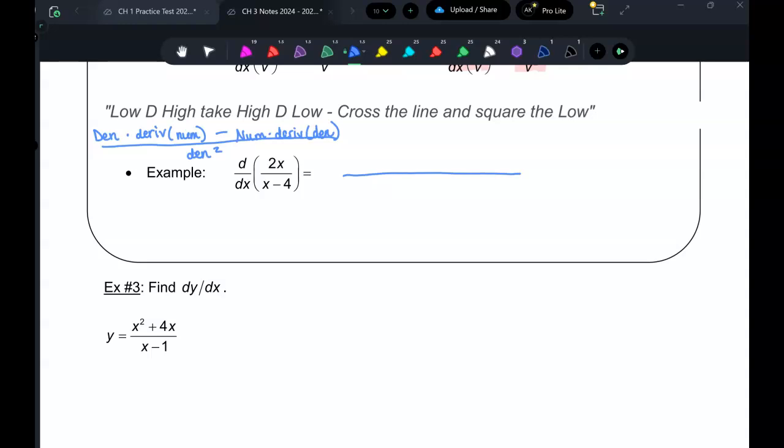Just make sure you remember what to start with. Some students will forget to start with low. I'm like, no, you have to start with low, D high, take high D low, cross the line and square the low. Okay, low means take the denominator.